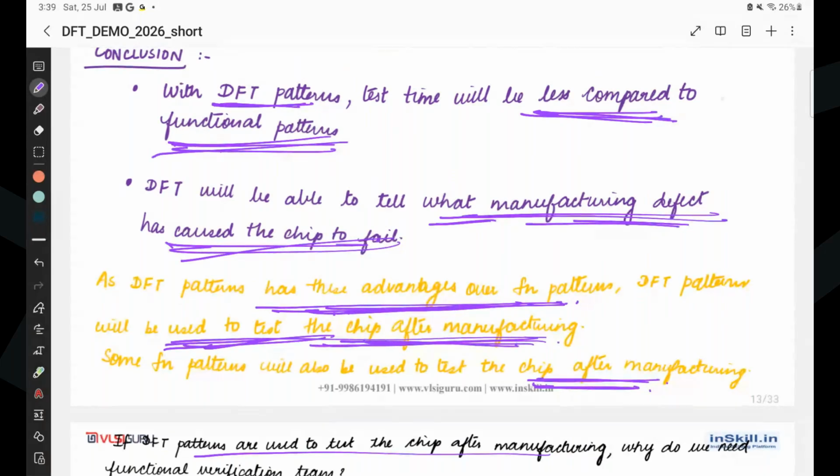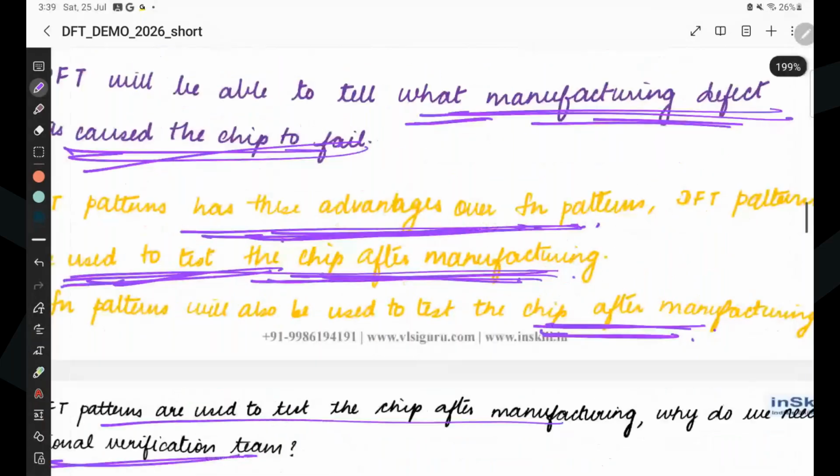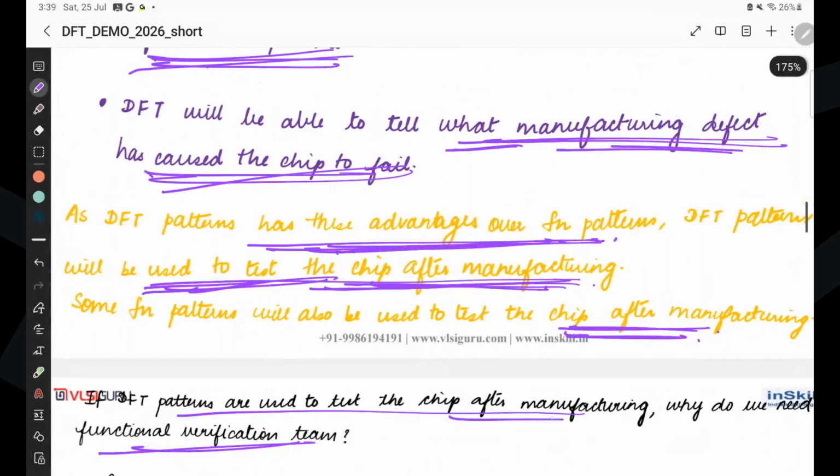So now, can anyone tell, if DFT patterns are used to test the chip after manufacturing, why do we need a functional verification team? Can anyone just guess? To ensure the functionality of the chip, functional verification is needed before DFT. Yeah, since after manufacturing, if the functionality is not okay, the chip is wasted already. Yes, Shilpa, your answer is correct.